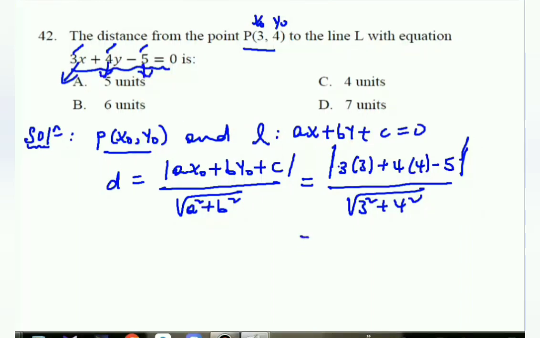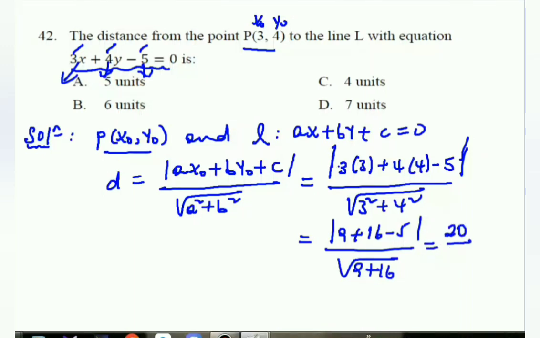So we get this result. 3 times 3 is 9, 4 times 4 is 16, minus 5, over the square root of 9 plus 16. This result is 20 over 5, which is 4. Therefore, the distance from this point to the given line is 4 units.